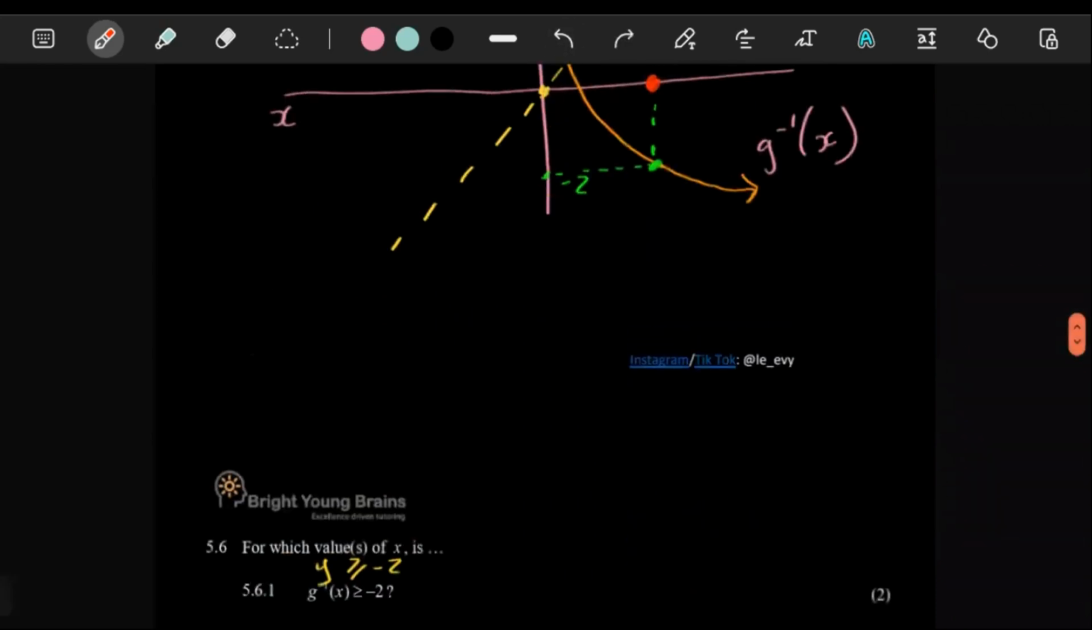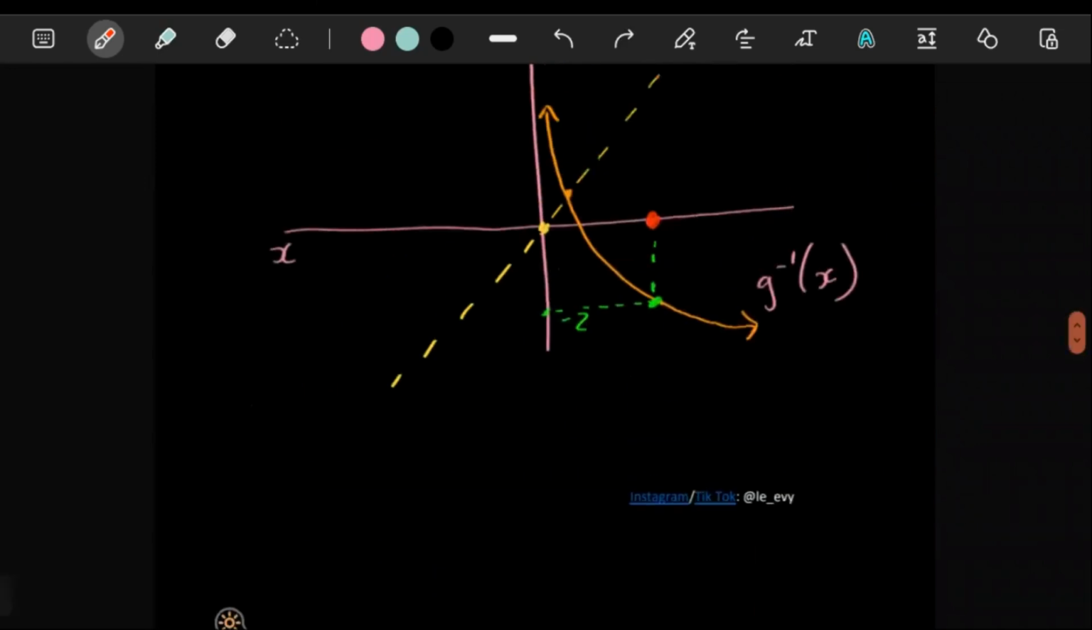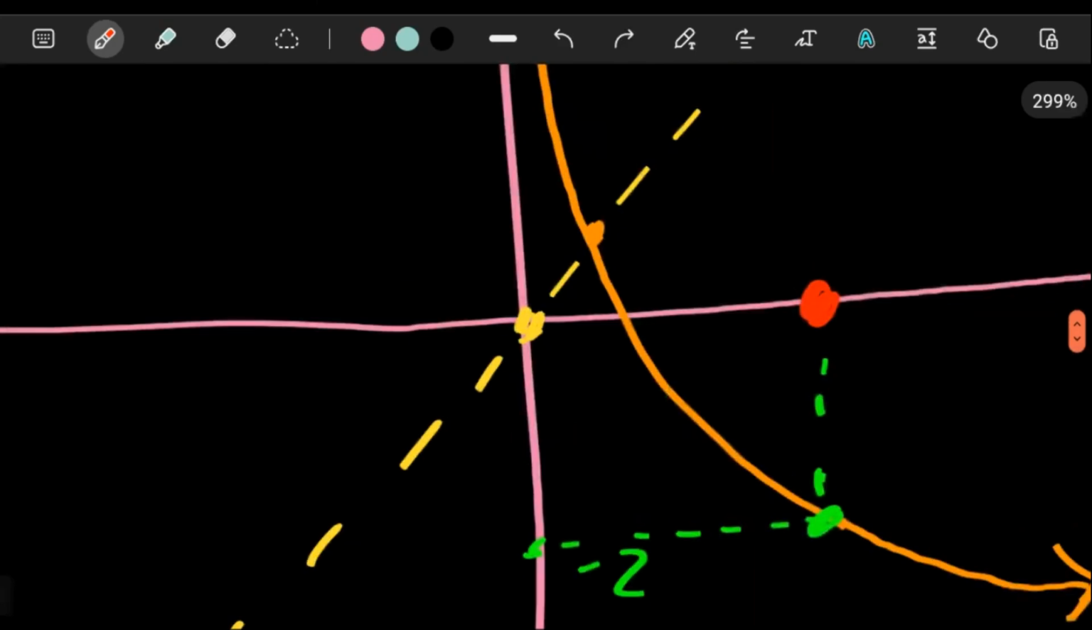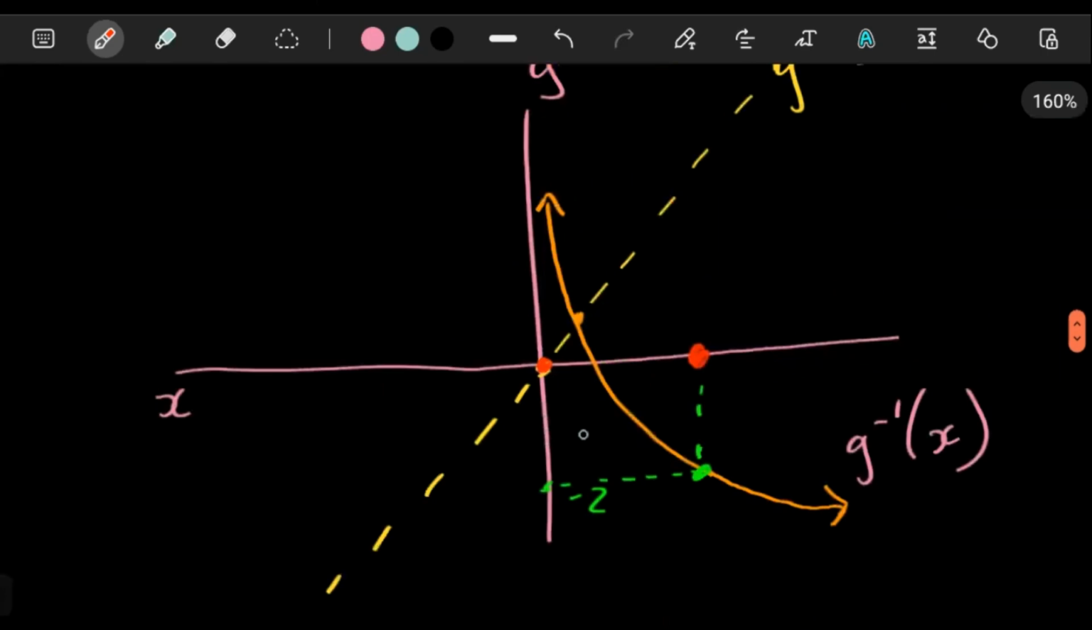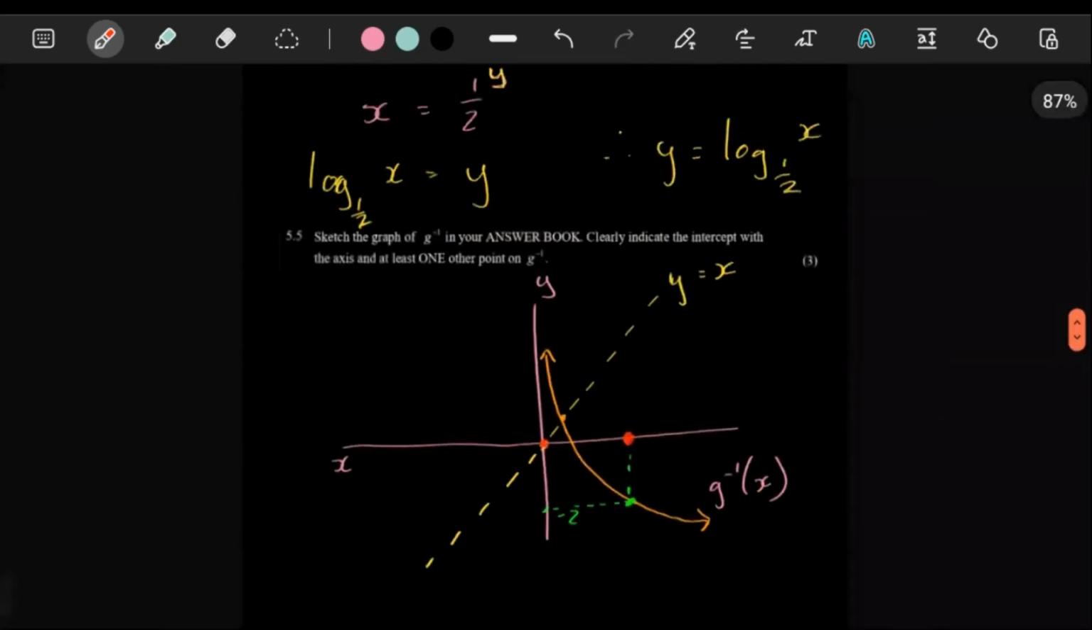So here the question is asking for which x values are the y values above or equal to -2. So that's happening between 0 and whatever this x value is. Because clearly between this x value and 0 here, that's the portion where your y values are bigger than -2. So for us to answer our question, we have to find out what is this x value first. Now to find out this x value, we just have to throw -2 into our equation of our inverse. And we have the equation of our inverse, you see.